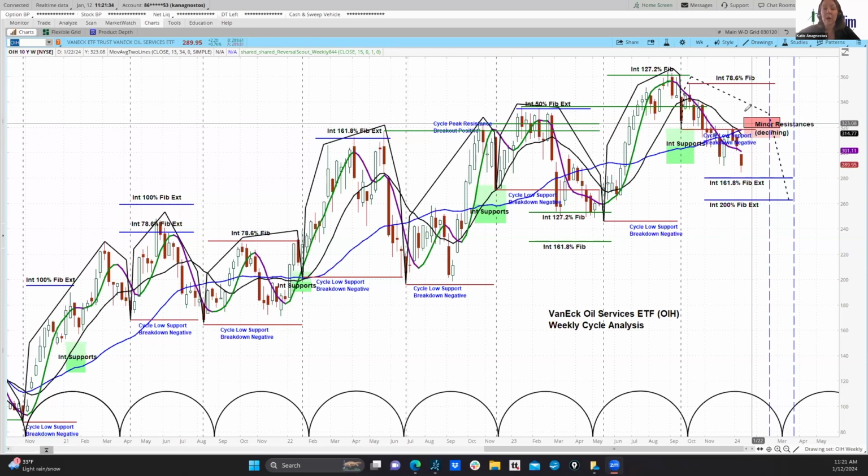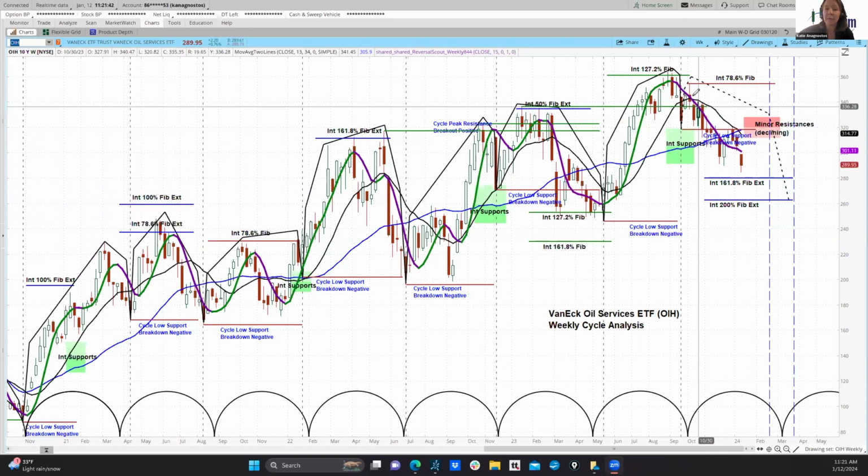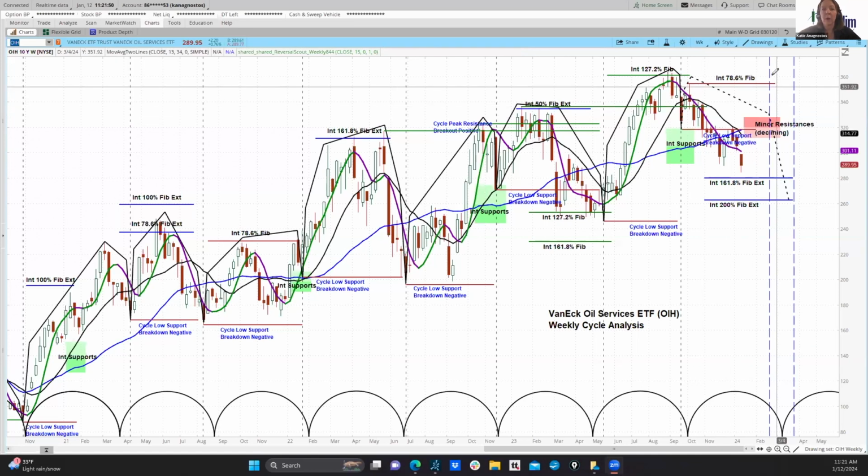Finally, notice our proprietary momentum indicator, the reversal scout. That's this green and purple ribbon on the chart. Green indicating positive momentum and purple indicating negative momentum. So it is currently showing negative momentum. So this is an overview on the weekly chart.